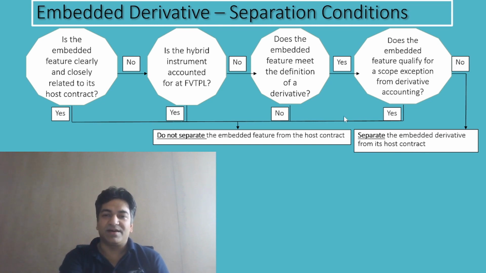Let us look from the other point. Is the embedded feature clearly and closely related to the host contract? The answer is yes, which means these cannot be separated. Is the hybrid instrument accounted for at fair value through P&L?